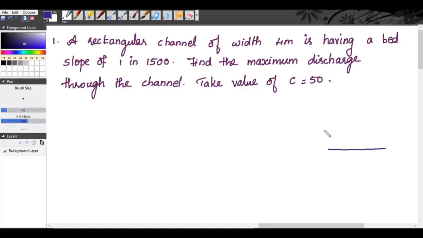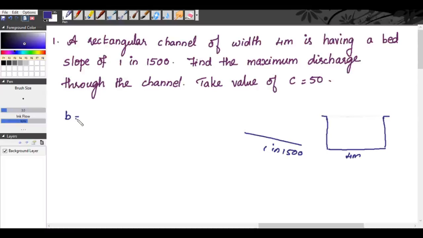Okay, the rectangular channel is of width 4 meter. Sorry, it's an open channel flow, right? Okay, width 4 meter and is having a bed slope. Bed slope is 1 in 1500.